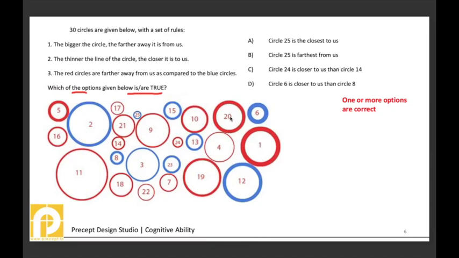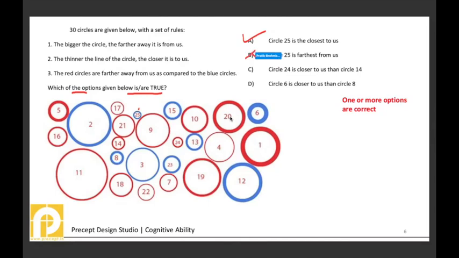So A says circle 25 is closest to us. 25 is the smallest circle, which means it will be closer because bigger circles are farther away. It is also blue colored, which means it will be closer because red are farther away. And it has a thin line, which means that they are closer to you. All 3 conditions say that 25 is closer to you, so A is correct. Which obviously means option B, which says circle 25 is farther away, is wrong.